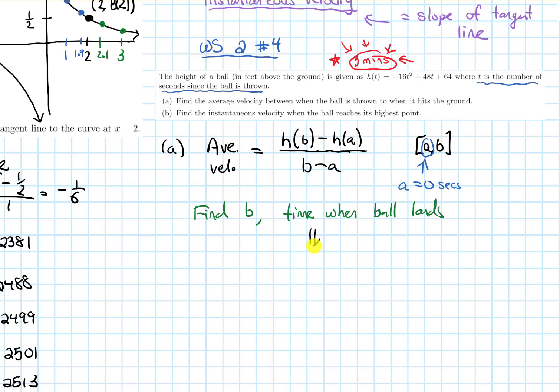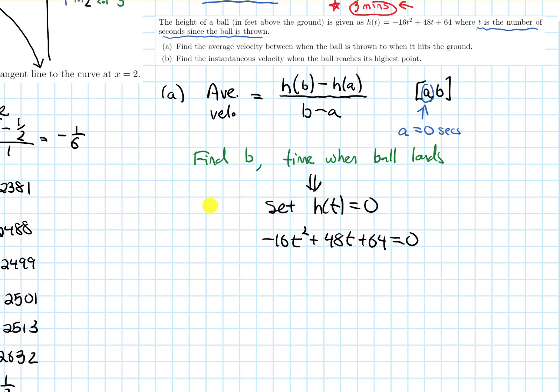Okay, so the ball is going to land. Remember, the height here is how many feet above the ground the ball is. So it lands when the height is 0. Let's set h of t, our height, equal to 0. So we'll get negative 16t squared plus 48t plus 64. That whole thing is equal to 0.